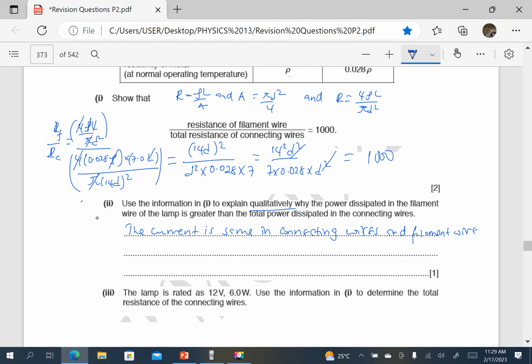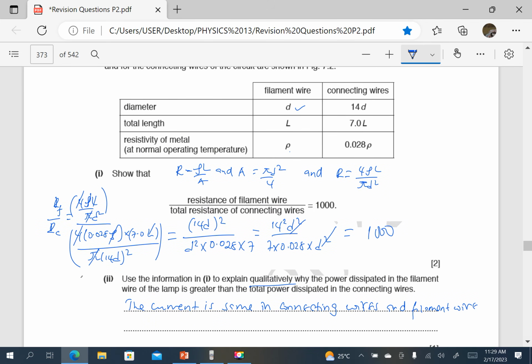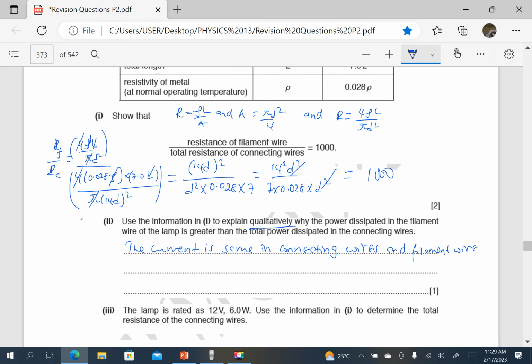But the filament wire has a greater resistance, because when you look at this expression here, we are seeing that the resistance of the filament is 1000 times the resistance of the connecting wires. The resistance of the filament wire is greater.